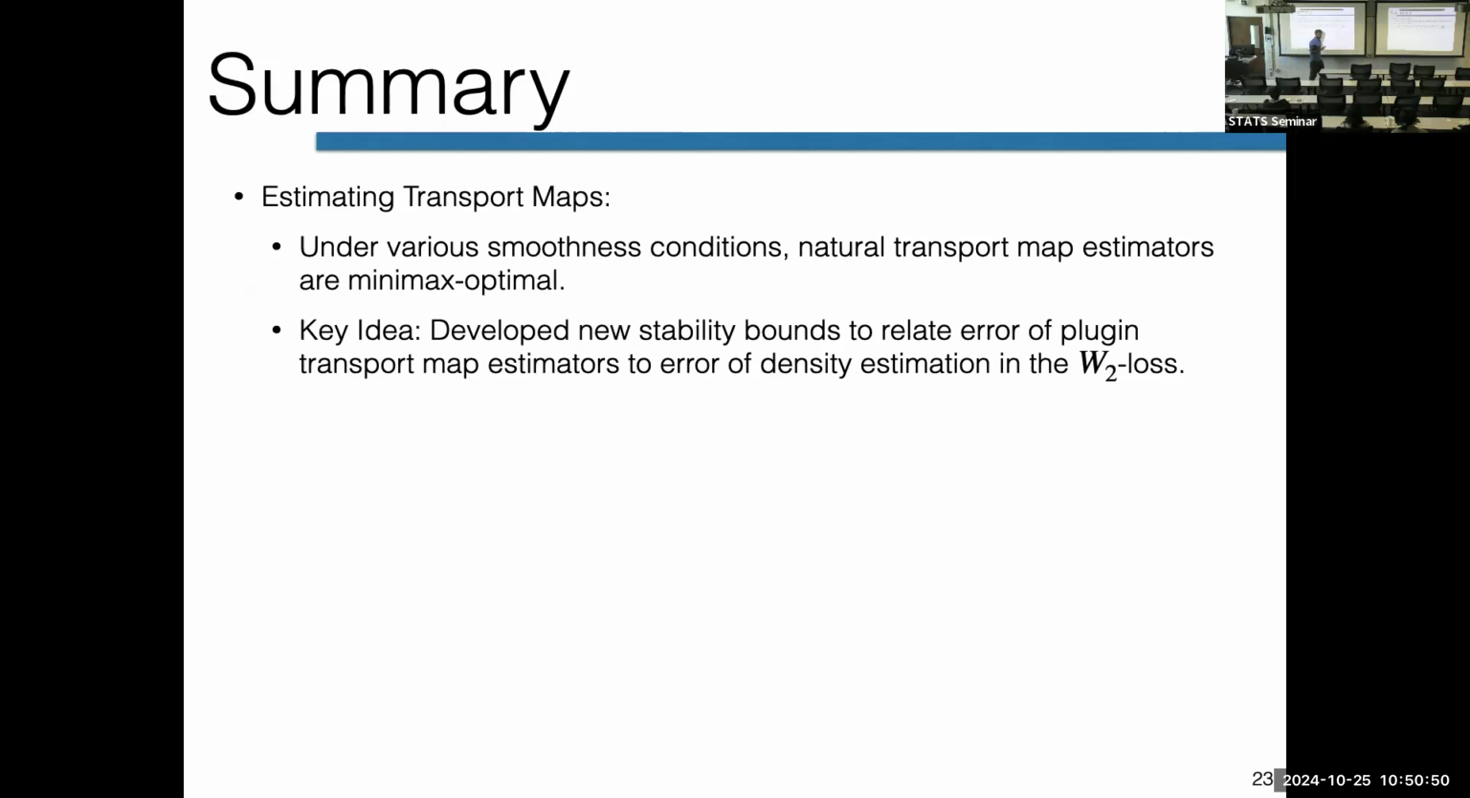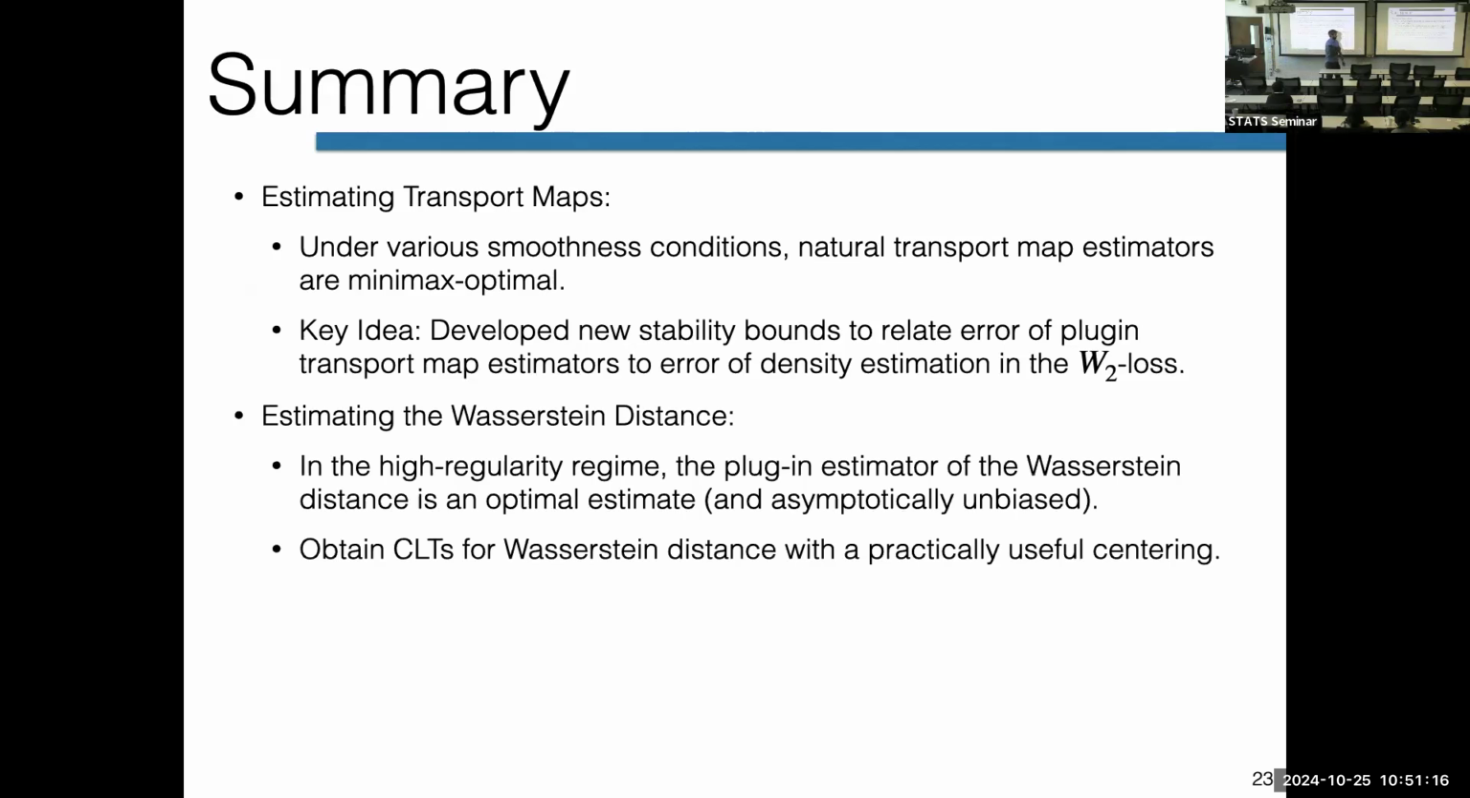I told you about this problem of estimating transport maps. Maybe the first order takeaway is that under natural smoothness assumptions, there are these natural plug-in type estimators, which are in fact minimax optimal. And the key idea was that we developed these new notions of stability bounds, which say: if I perturb the arguments, how much does the optimal transport map change? That helped us analyze these transport map plug-in estimators.